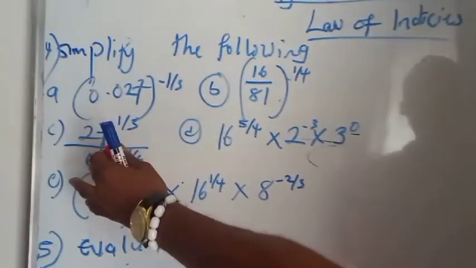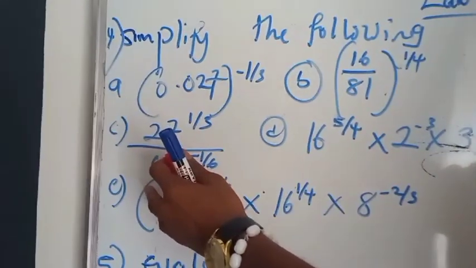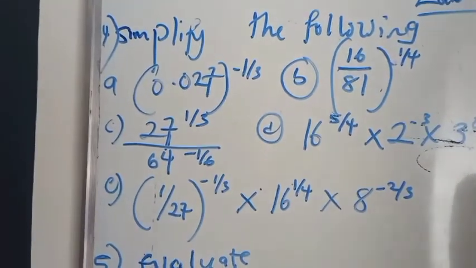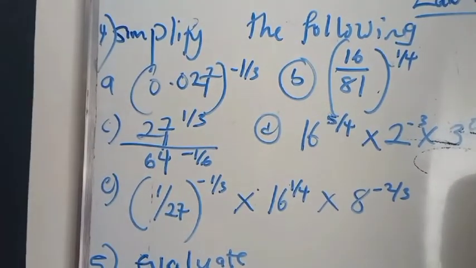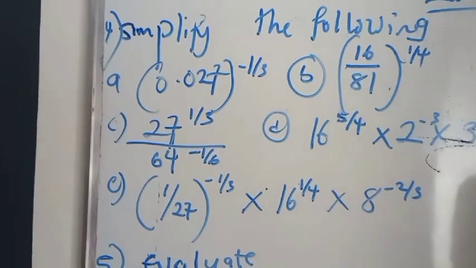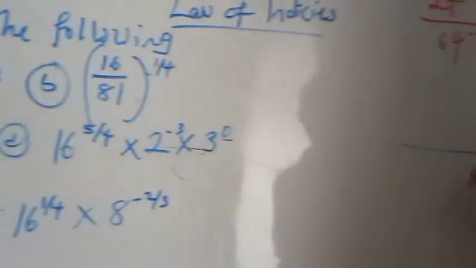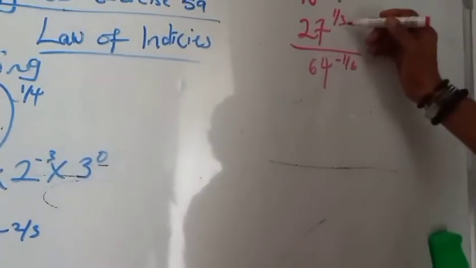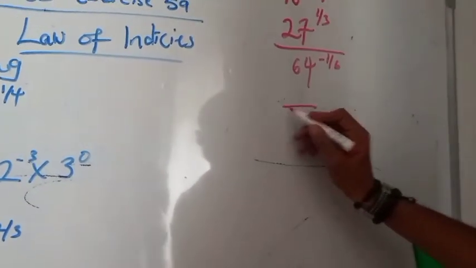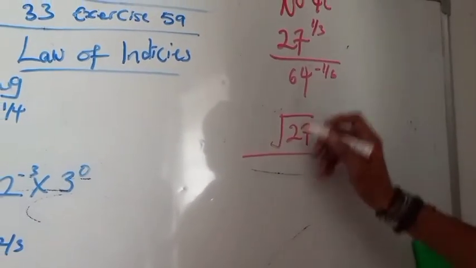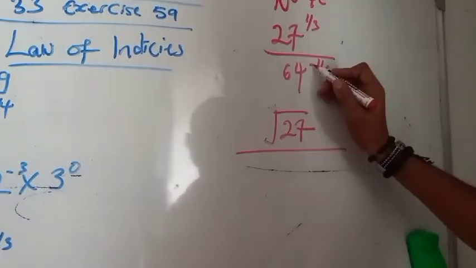Okay, we go to number 4c, which is 27 over 64 to the power minus 1 over 6... Let's go to the board now. Let's solve it. I take the cube root of 27 over the 6th root of 64. Mind you, this is negative.